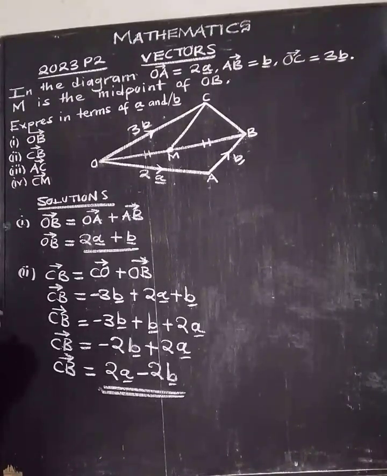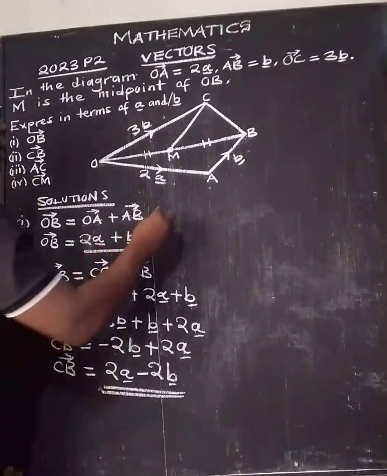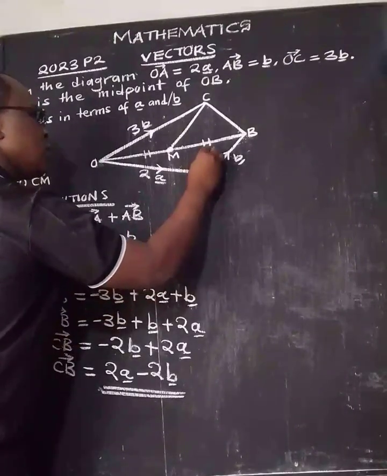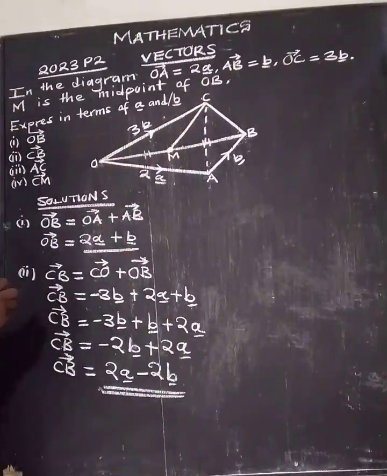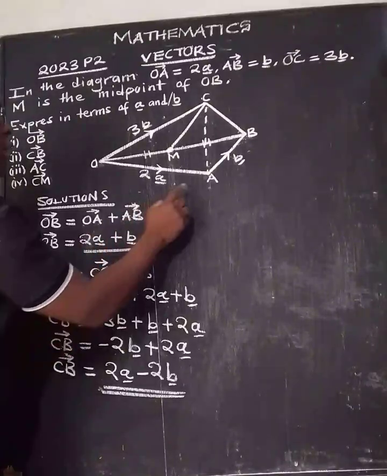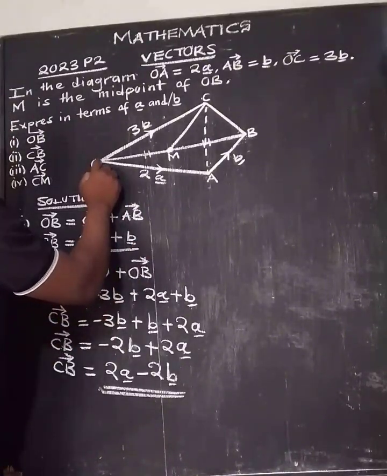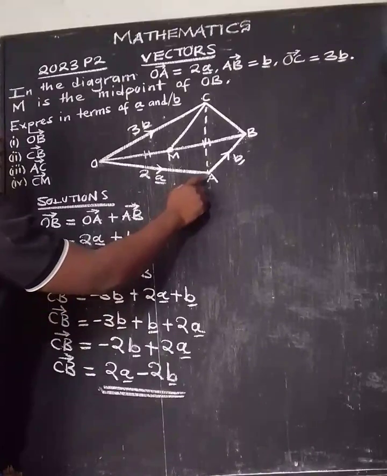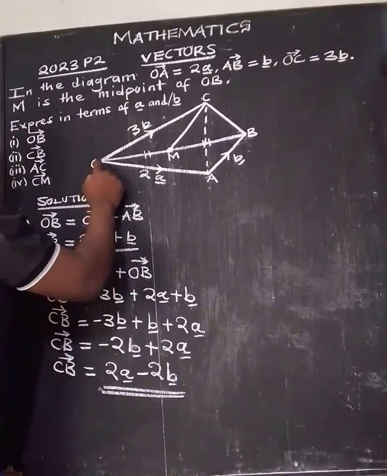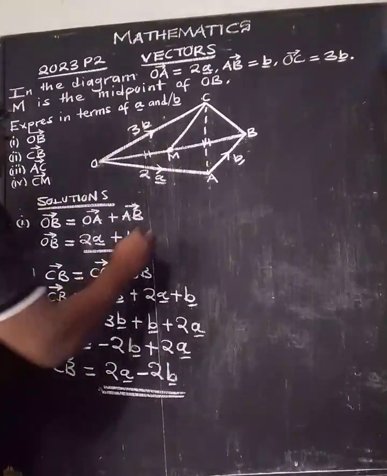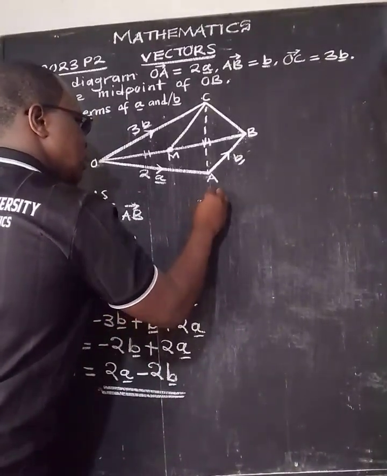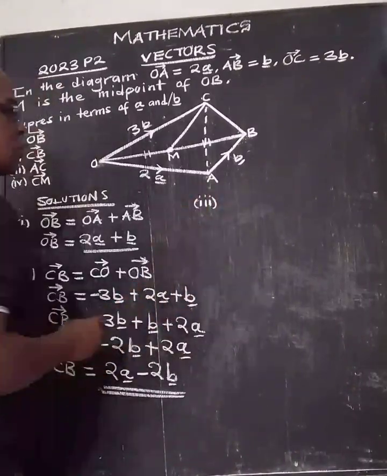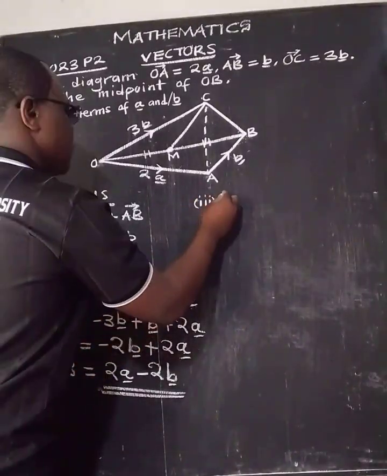Let's look at the third one. We are told to find AC. So from A to C, how can we move? From A to C, you can move like this: AO plus OC. So Roman numeral 3, they want us to find AC.